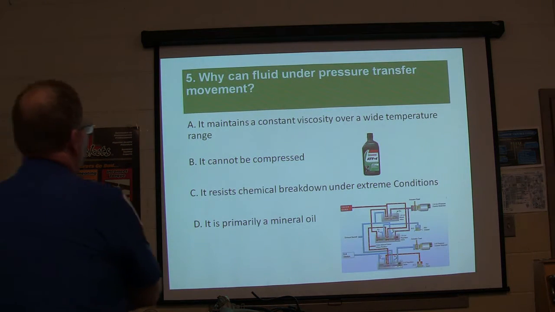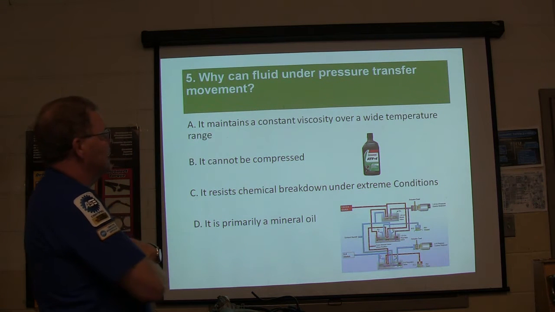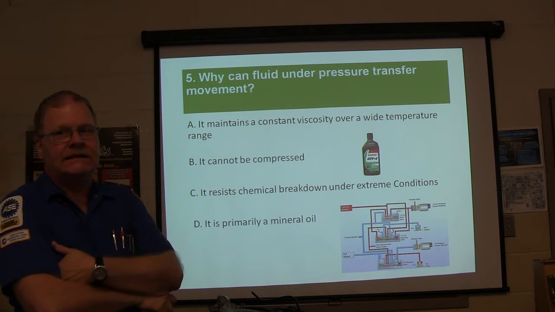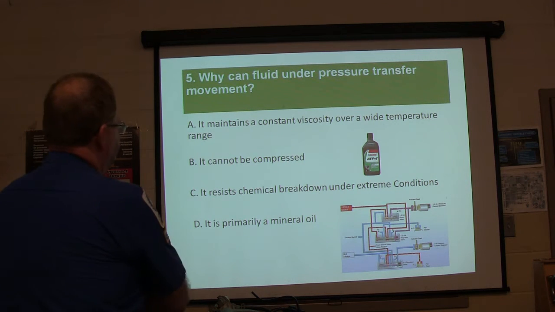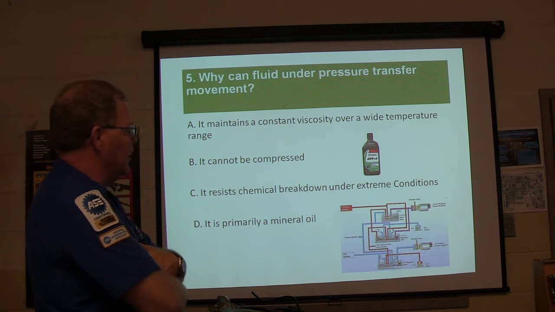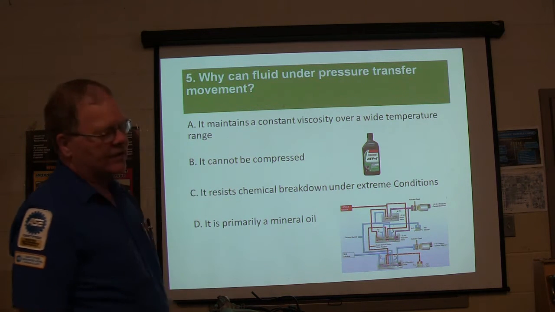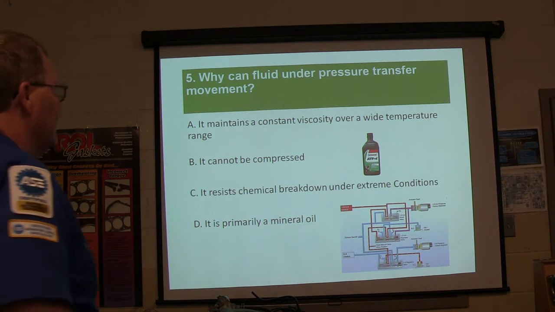Why can fluid under pressure transfer movement? A, it maintains a constant viscosity over a wide temperature range. B, it cannot be compressed. C, it resists chemical breakdown under extreme conditions. Or D, it is primarily a mineral oil. Basically, this is talking about automatic transmission fluid. That's why these answers are as funky as they are.